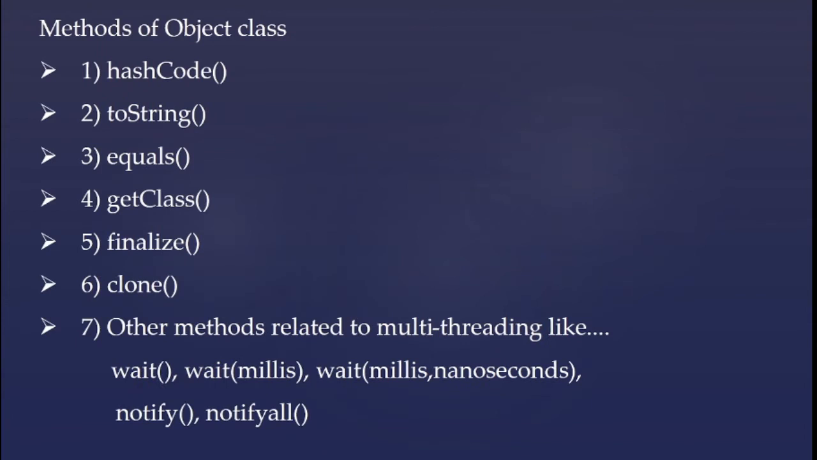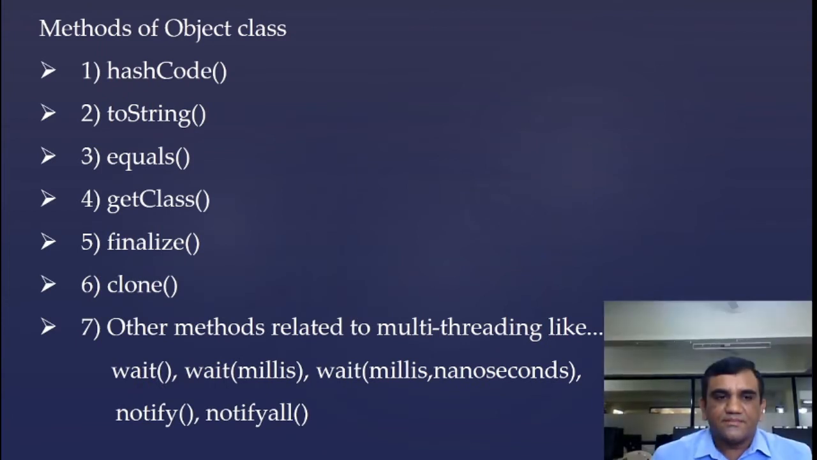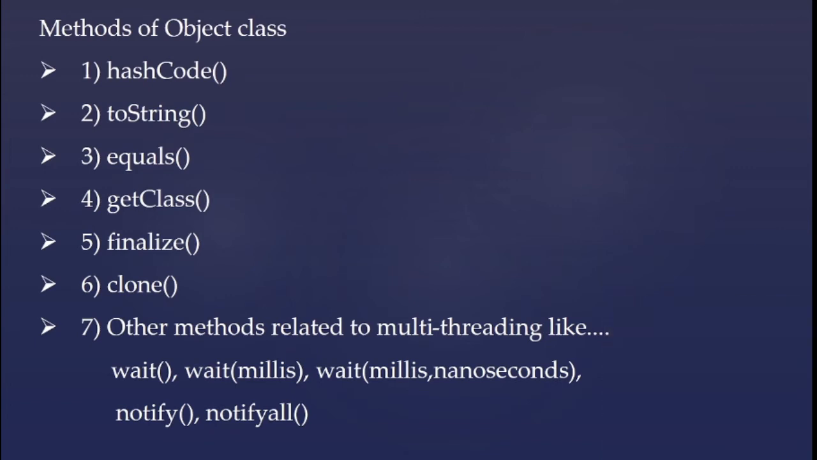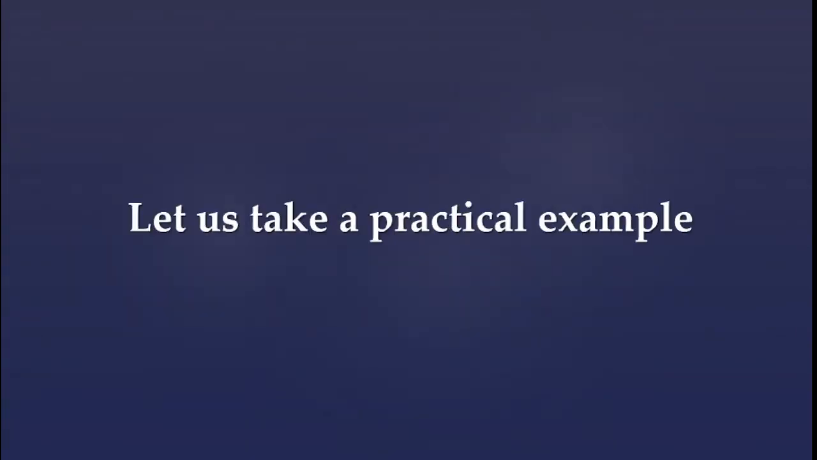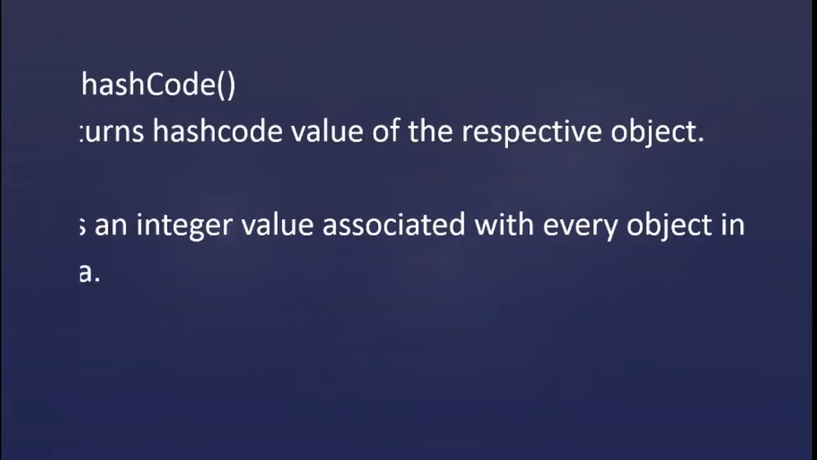These are the methods of the Object class. The first one is hashCode, then toString, then equals, getClass, finalize, clone, and the other methods which are used in multi-threading. Now let us go for the practical example and understanding of the methods.